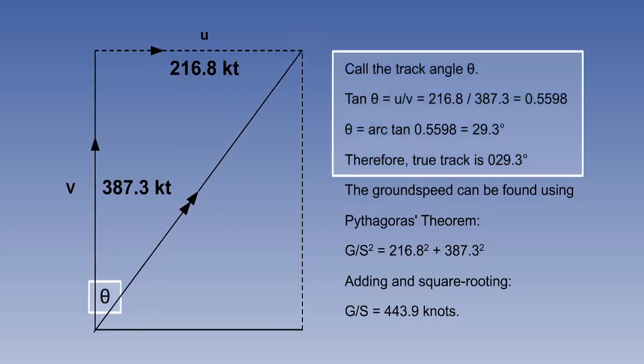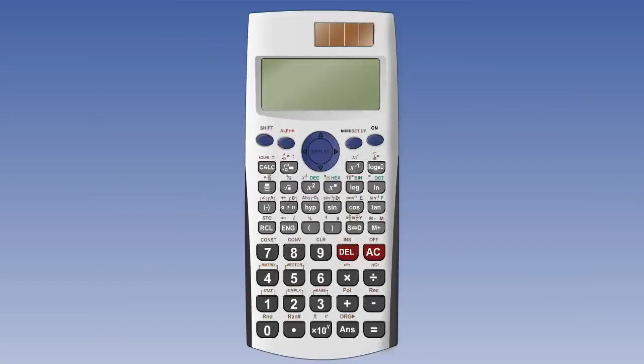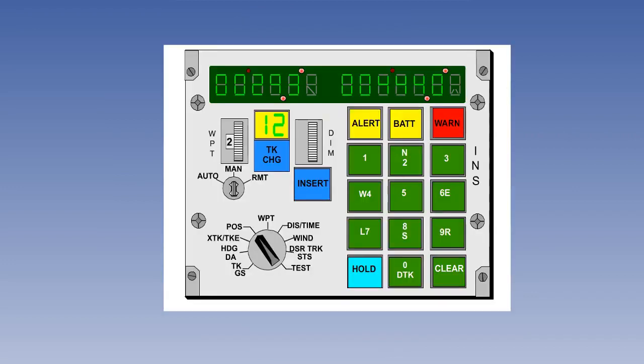The problem is solved using elementary trigonometry, finding the track from the tangent, which is given by u over v, and finding the ground speed by Pythagoras. This sort of fairly simple calculation can be performed using only calculator-level technology. There is no complex computing involved. Typically, this would be carried out several times a second and continuously refreshed on the display, so it would seem to the pilot to be continuously calculated. In this example, we have a true track of 029.3 and a ground speed of 444 knots.